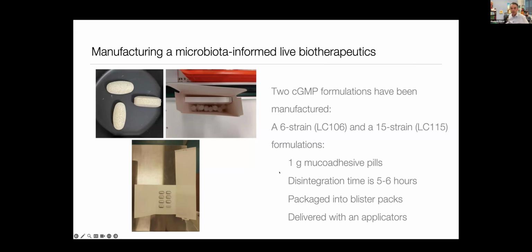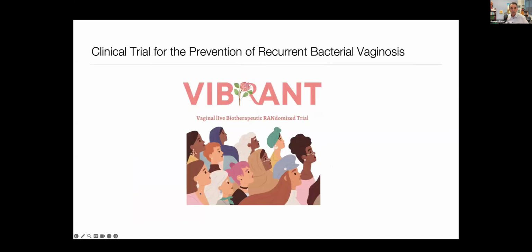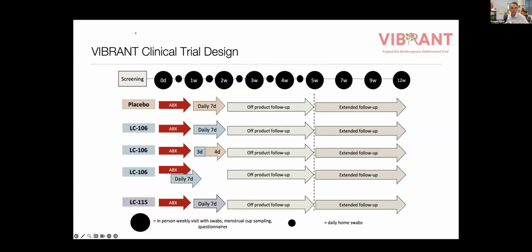And so now we have a 1 gram mucoadhesive pill that has been packaged in blister, and will be delivered with an applicator. You can see it here. And we have designed a trial that is led by Caroline Mitchell at MGH, Doug Kwon also at the Ragon, and Disebo Potlan, who's at Caprisa. The trial is called VIBRANT. It's a vaginal live biotherapeutic randomized trial, and it's for the prevention of recurrence of bacterial vaginosis ultimately.